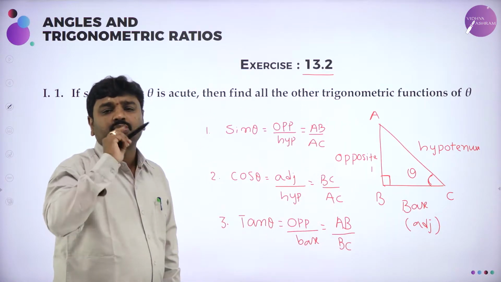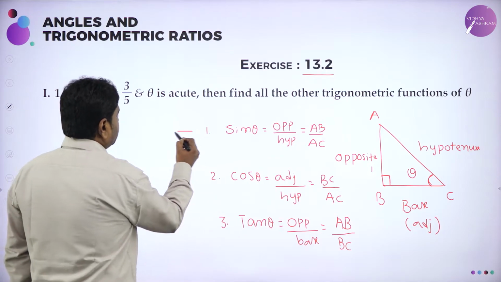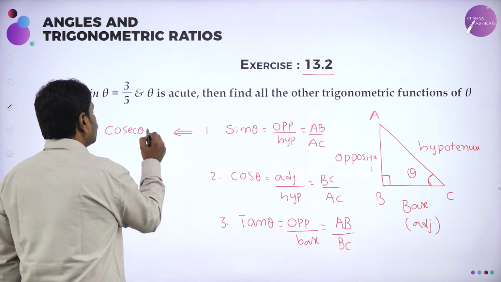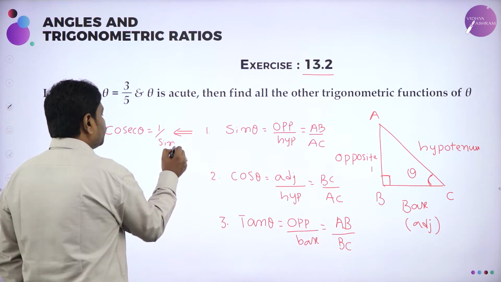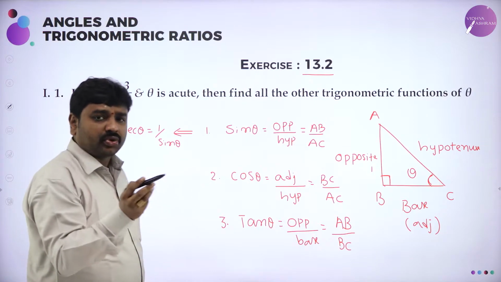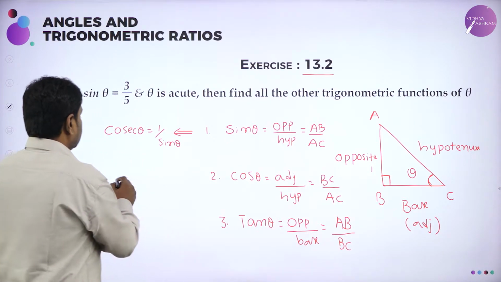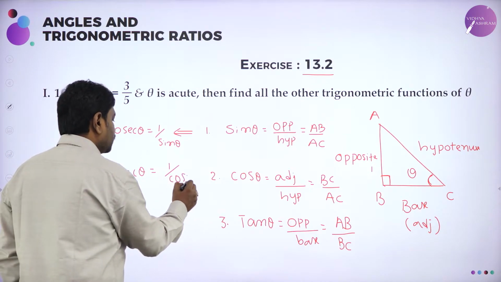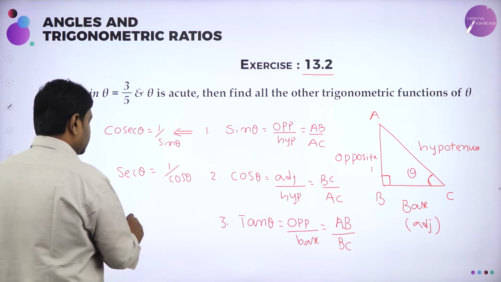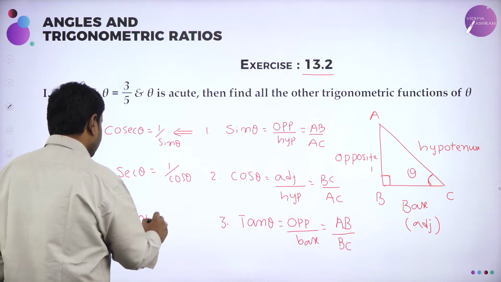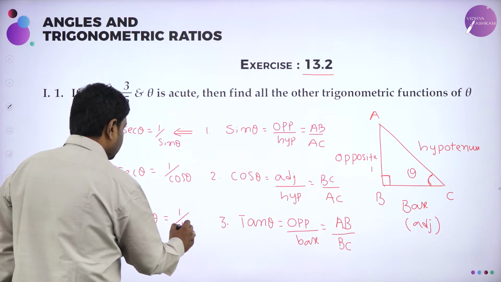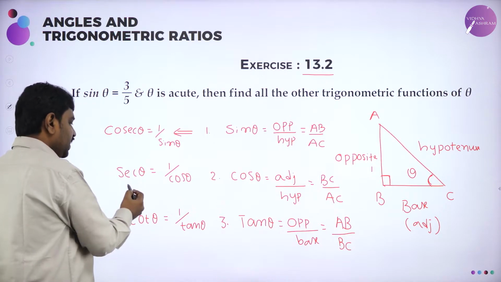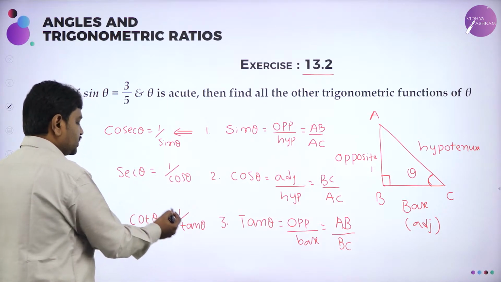And we have three reciprocals. So reciprocal for sin theta is cosecant theta. Cosecant theta means 1 by sin theta. Reciprocal of sin theta is what? Cosecant theta, or reciprocal of cosecant theta is sin theta. And secant theta. What is secant theta? 1 by cos theta. Then cot theta. Cot theta is reciprocal of tan theta. Cot theta is 1 by tan theta. So these they are reciprocal. Cosecant is the reciprocal of sin. Secant is the reciprocal of cos. Cot is the reciprocal of tan.